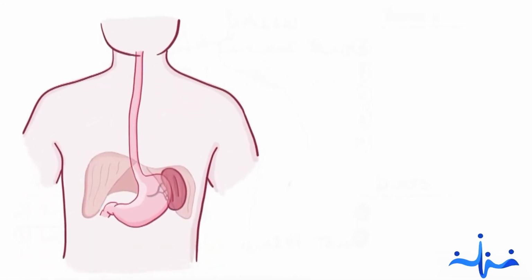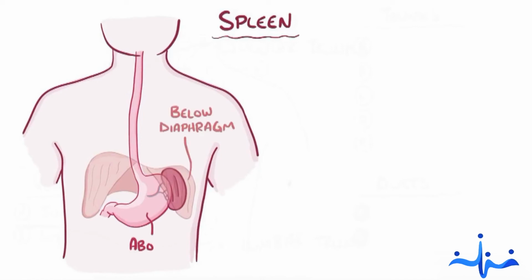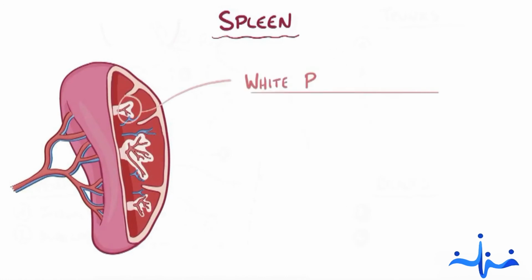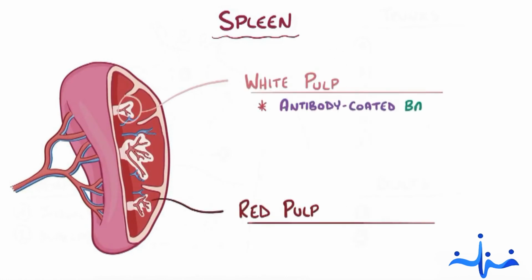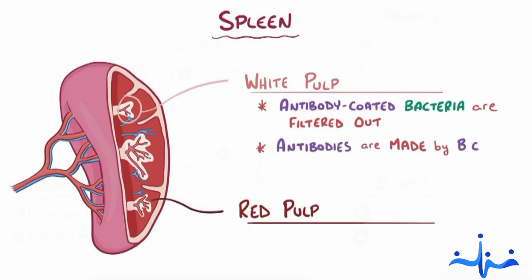Another lymphoid organ is the spleen, which is about the size of a fist and sits on the left side of the body below the diaphragm and on top of the stomach. The spleen has both white pulp and red pulp. The white pulp is where antibody-coated bacteria are filtered out of the circulation and antibodies are generated by B cells. In a sense, the white pulp of the spleen is like a giant lymph node, although unlike a lymph node which receives unfiltered lymphatic fluid, the spleen receives blood.